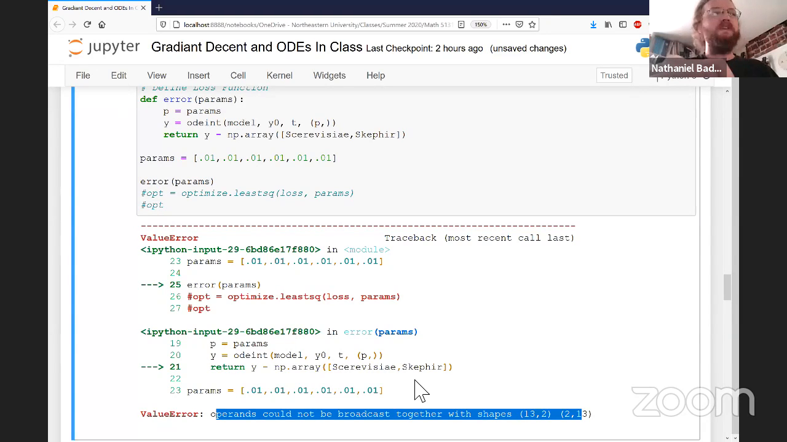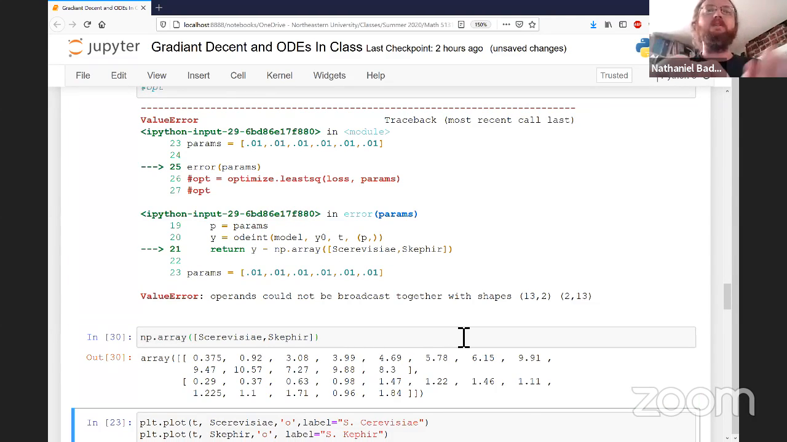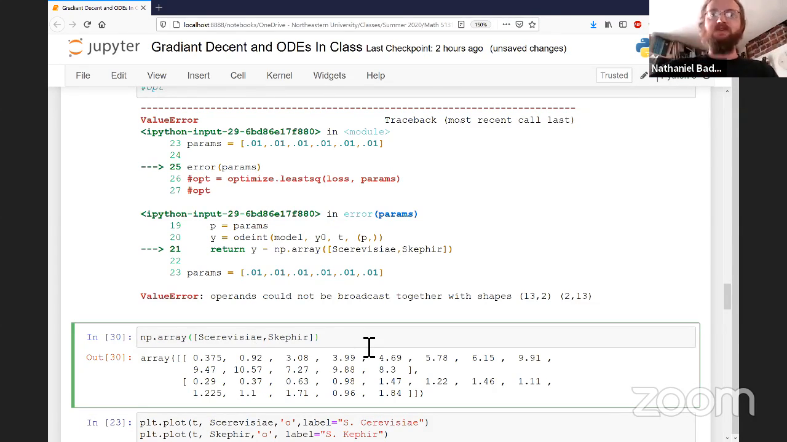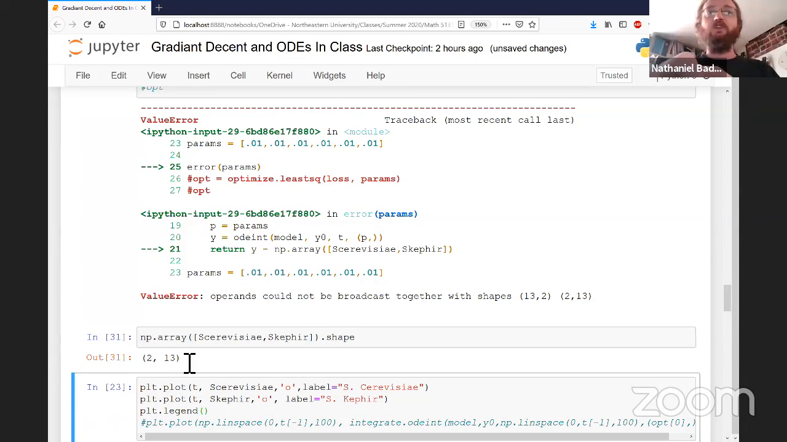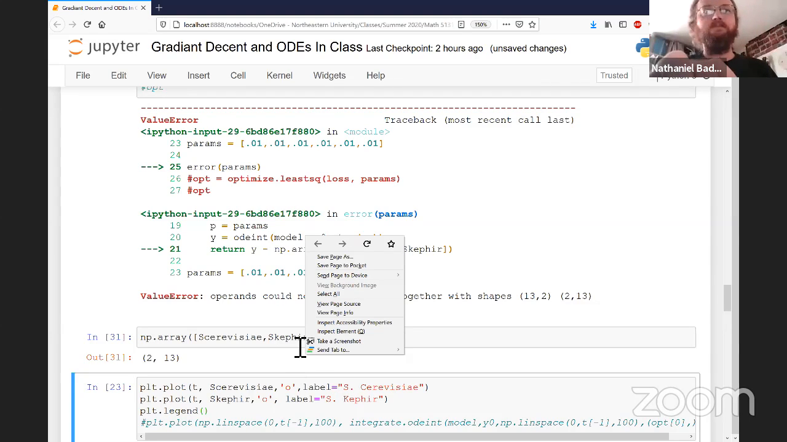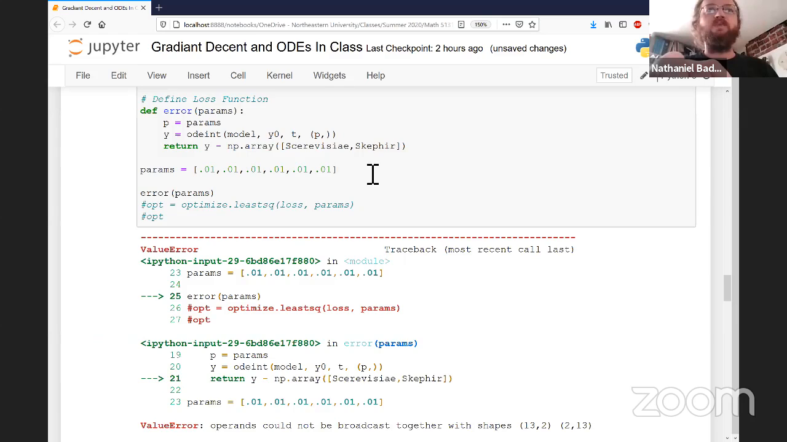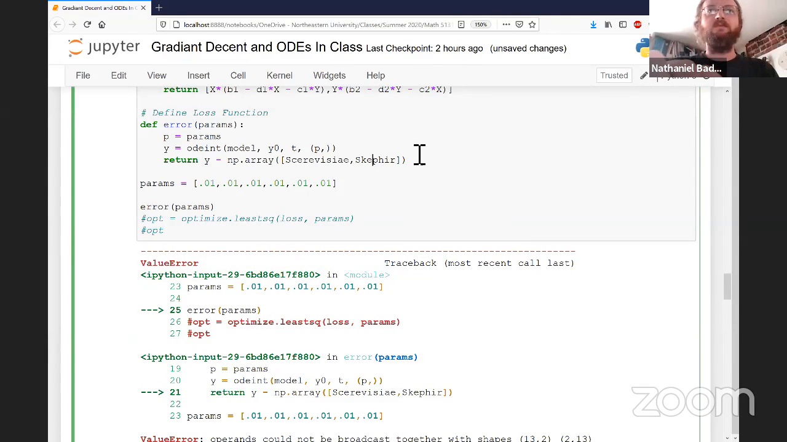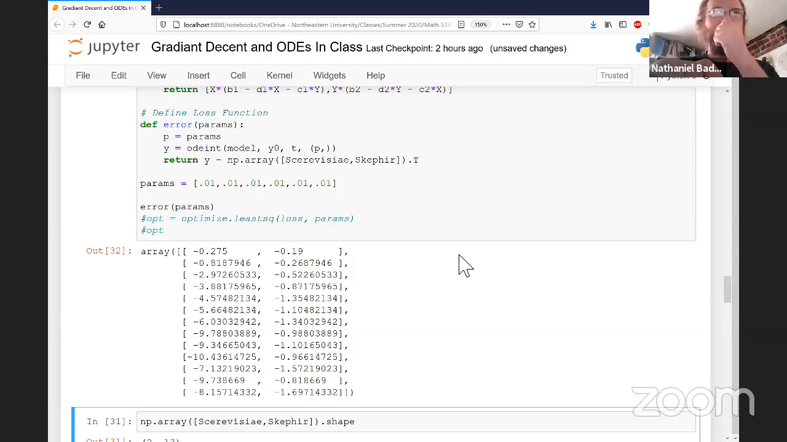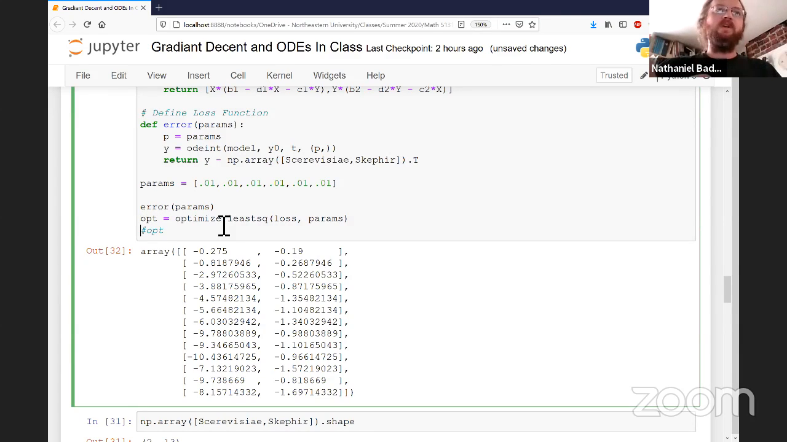So what this is telling us is that when I created this little NumPy array here, I actually accidentally created it transposed, right? So we look at the shape here. This is going to be a 2 by 13 matrix, whereas y is going to return a 13 by 2. So that's fine, we just transpose it. There we go. And that's exactly what we want. All right. Well, it's almost exactly what we want.